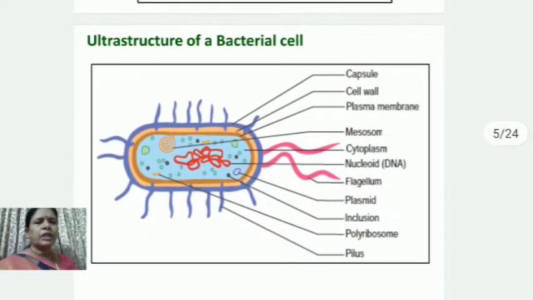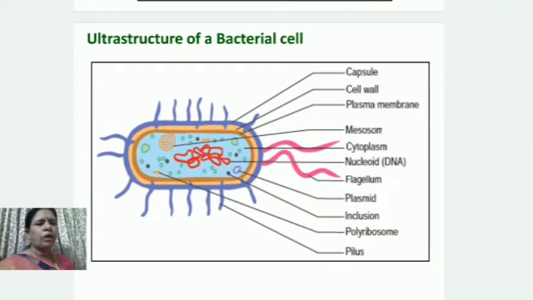And you can see the structure of bacteria here. They have got the outermost covering called the capsule. Inner to the covering you can see the cell wall, and inner to that you can see the plasma membrane, and you can see the cytoplasm inside with the mesosomes and nucleoid, that is the DNA, and you can see the plasmids and inclusions and polyribosomes and pilus. These are the structures we can see in this diagram. You can explain each one separately.